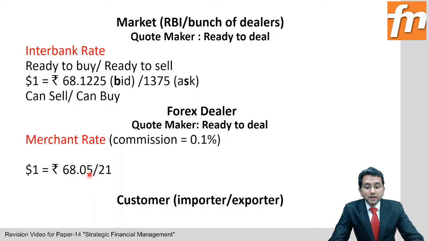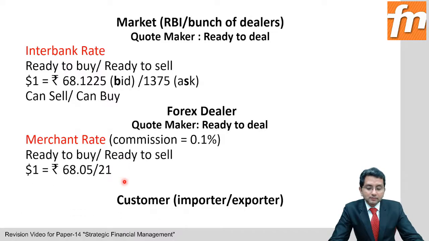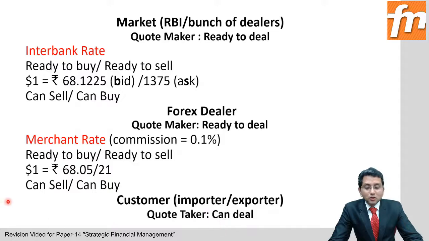Quote maker is ready to buy dollars at 68.05 and ready to sell dollars at 68.21, while customer is the quote taker. And you know, for a quote taker, the rates are unfavorable. So customer can sell dollars at the lower rate, that is 68.05, and can buy dollars at the rate of 68.21.